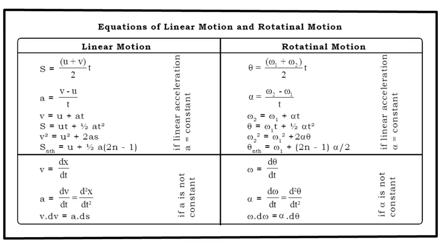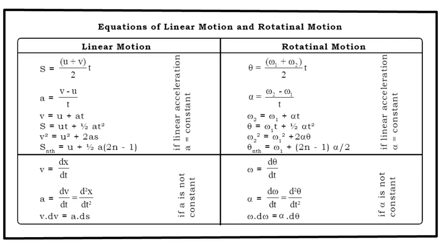Now, distance traveled by the particle in nth second would be equal to u plus half a (2n minus 1). Similarly, in rotational motion, it will become what? Theta n, that is omega 1 plus (2n minus 1) alpha by 2. I hope you understood this. Let's go for the next set.